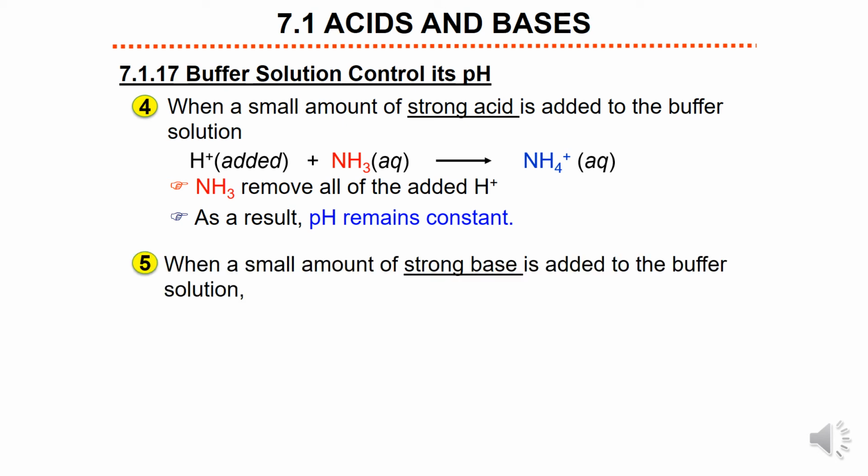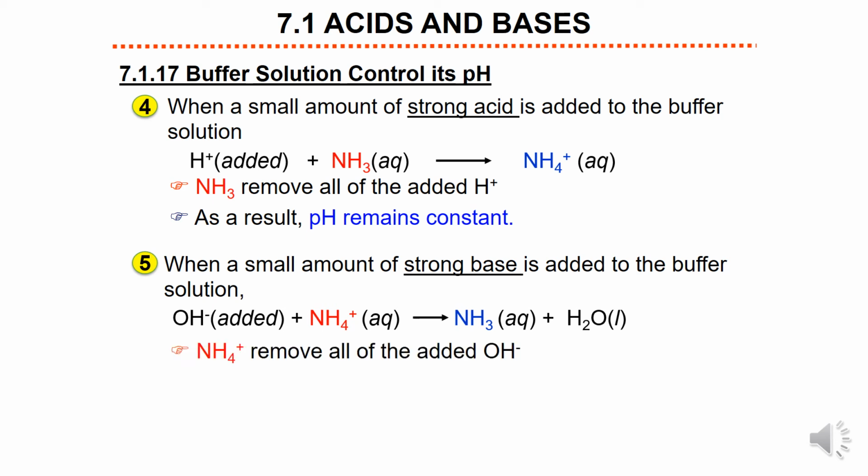When a small amount of strong base is added to the buffer solution, OH- from the strong base reacts with ammonium ion to produce ammonia and water. Ammonium ion removes or neutralizes all the added OH- strong base. As a result, pH remains constant.